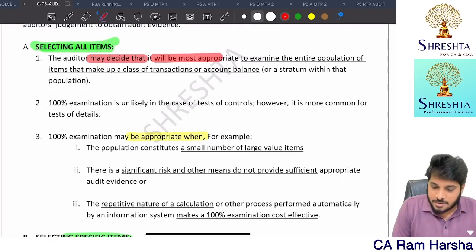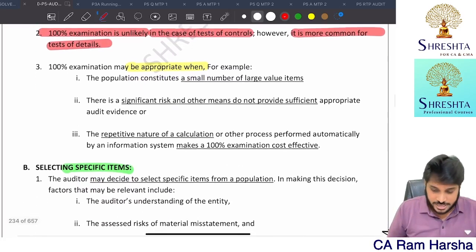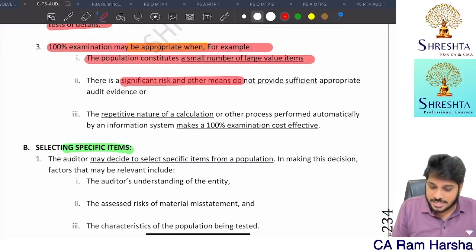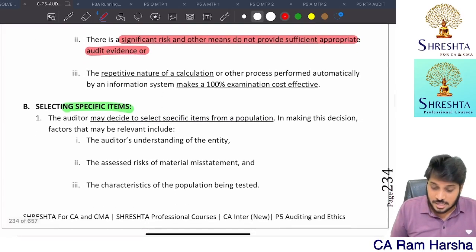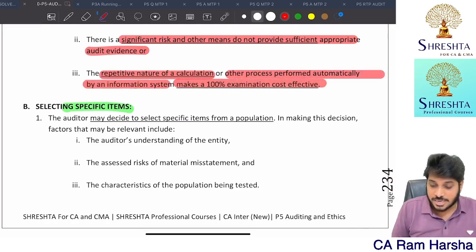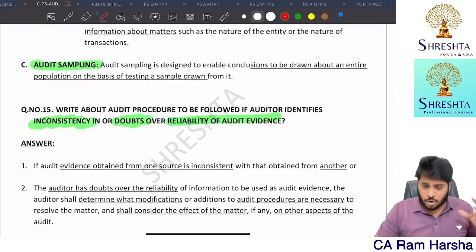100% testing is generally appropriate when the auditor may decide that it will be most appropriate to verify entire population that makes up a class of transaction. 100% examination is unlikely in the case of test of controls. However, it is more common for test of details. 100% examination may be appropriate when, for example, the population constitutes small number of large items, there are significant risks and other means do not provide sufficient appropriate evidence. The repetitive nature of calculation or other process performed automatically makes 100% examination cost effective. Like if at all you think there is a mistake possibility and it is repetitively happening, then you will do 100% testing. And another method is sampling, for which you have a sampling chapter altogether, which you have already covered.